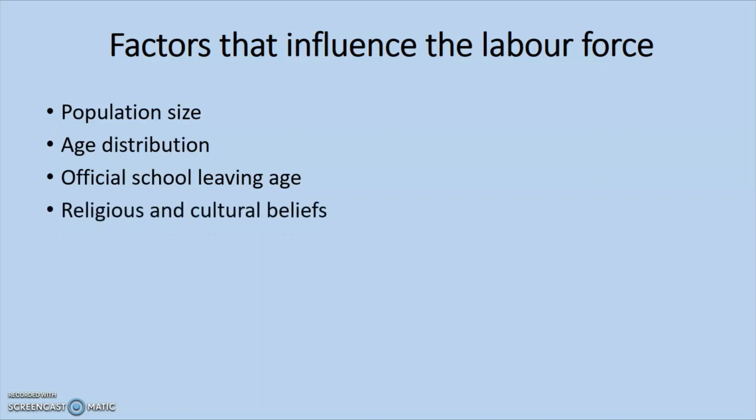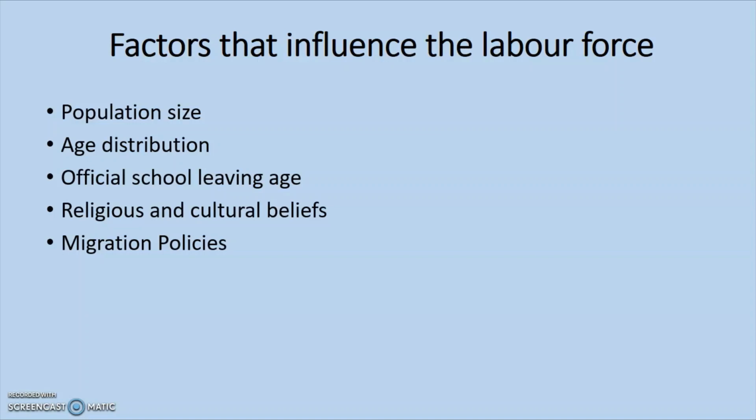Then we have the religious and the cultural beliefs. Some religions and some cultural beliefs are that women do not work. So if you have that religion or culture, it's going to have a negative impact, or it will affect the labor force of the country. But where the religion is such that both women and men are working, then it means that the labor force of the country is going to increase.